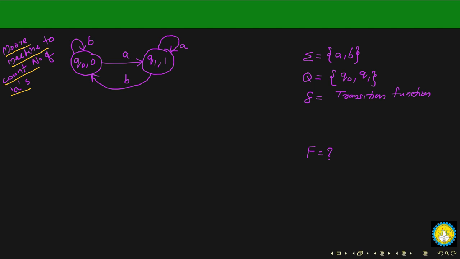Sigma here is the set of alphabets that you're using. In this case, it is going to be A and B. I'm connecting the mathematical definition with this particular Moore machine. Remember, Q is going to be the set of states in your machine. In this case, we have only Q0 and Q1. And here comes the transition function, which is delta.